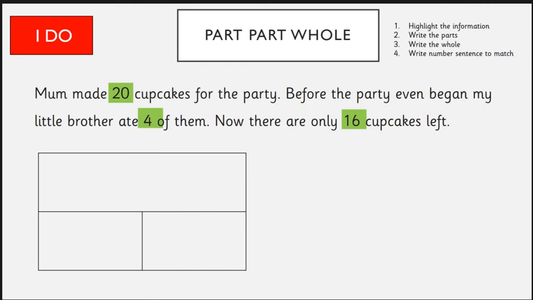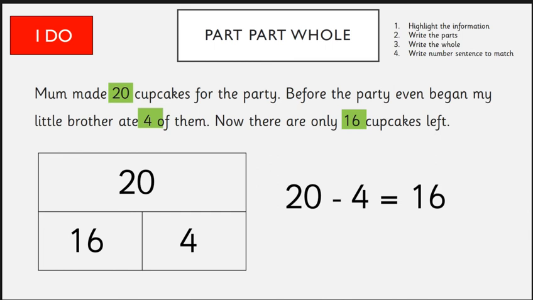I now need to find the parts in my story. For this story, it is a takeaway, which means that I need to find my 2 smallest numbers for my parts. My 2 smallest numbers are 4 and 16, which means that my whole number was 20. I started with 20 cupcakes, my little brother ate 4 of them, and now there are only 16 left. My number sentence to match the story would be 20 take away 4 is 16. This is the parts, the whole, and the number sentence that matches my story.